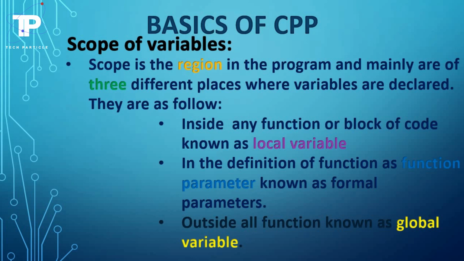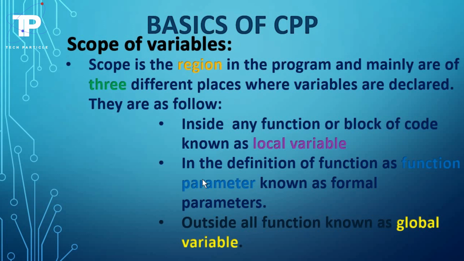As in our informal language, we state that scope is any region or space. The same applies to the programming world also. Scope is the region or a space in the program. Scope of the variables are of three different types, meaning a variable can be declared in three different ways. These three are as follows.